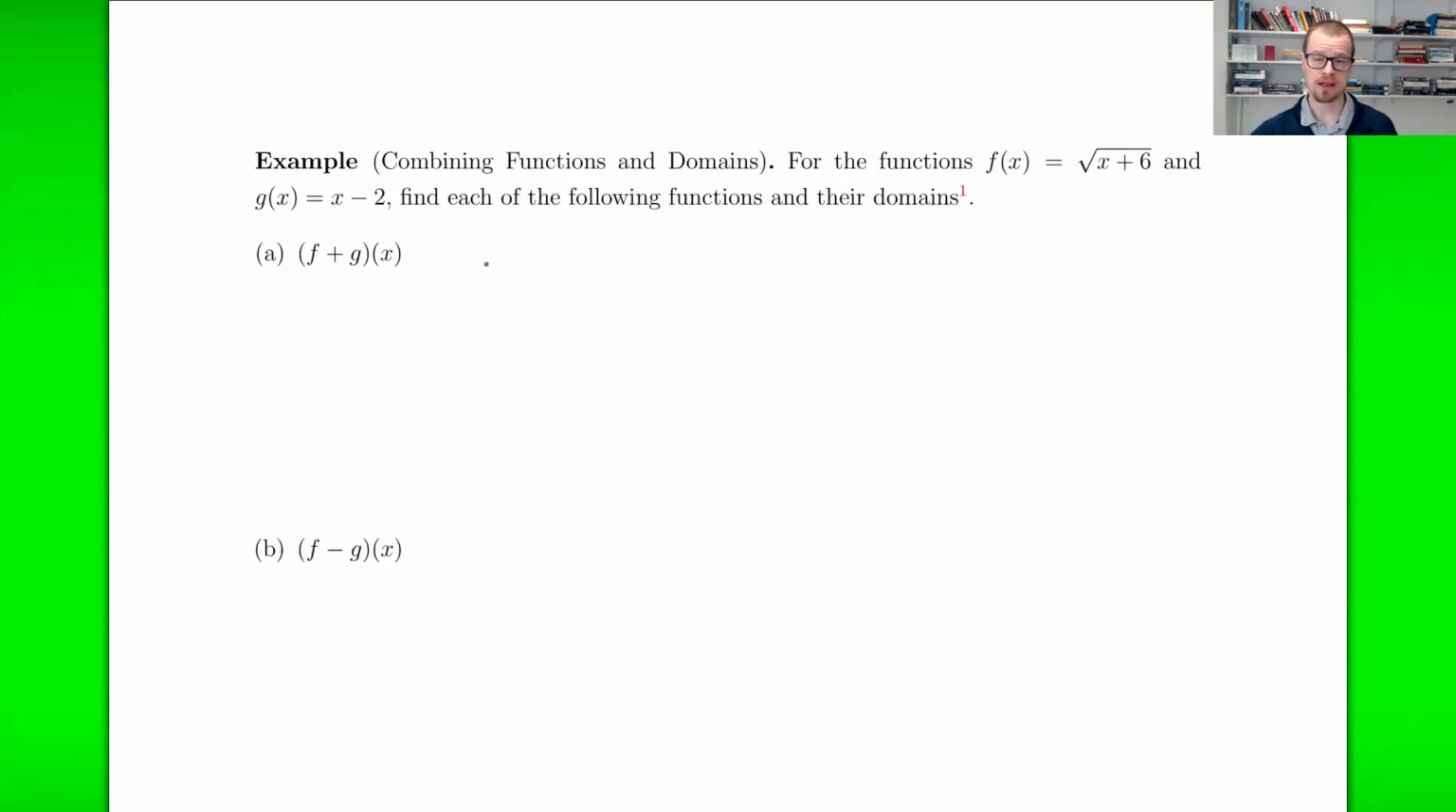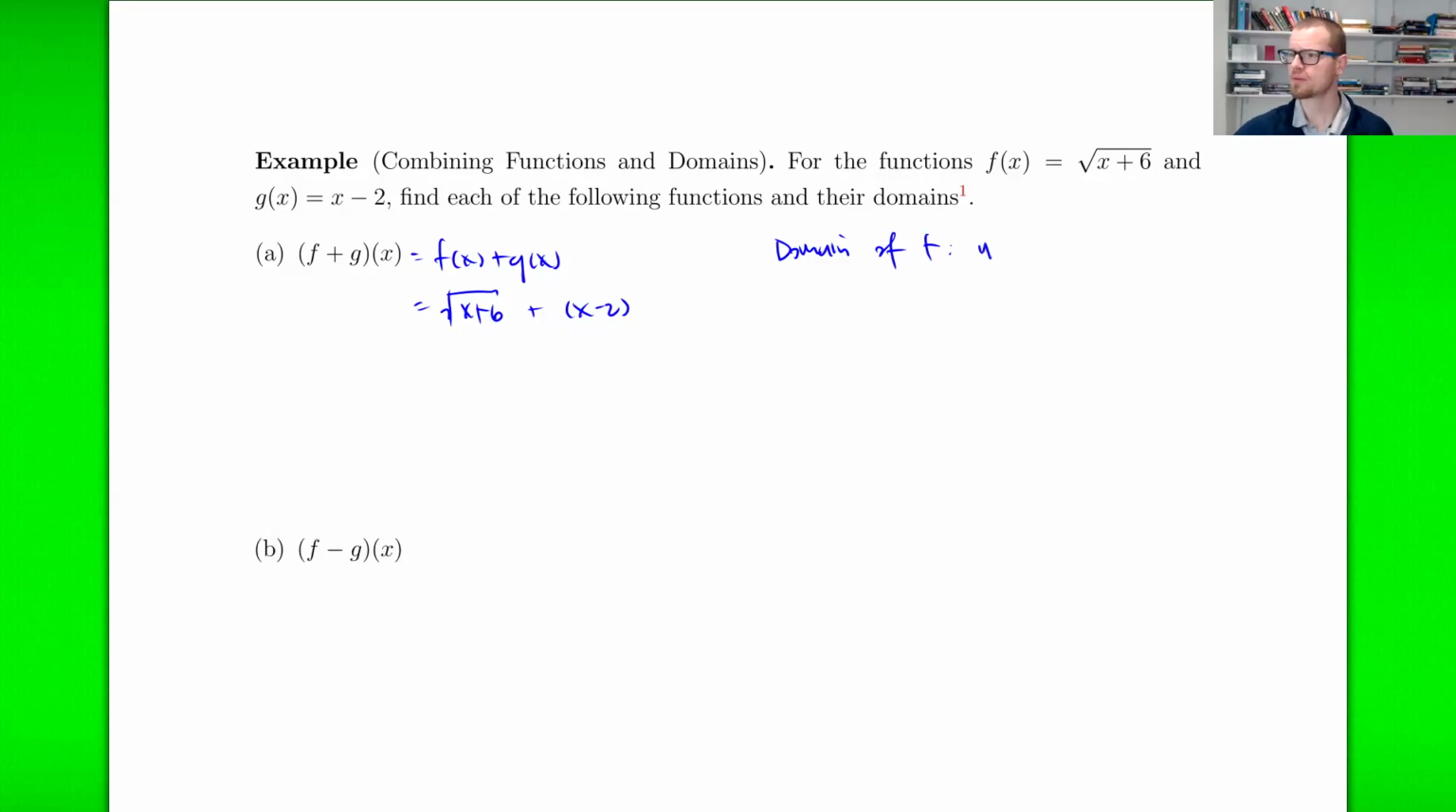Very conveniently, the domain is almost exactly the same in each case. For f plus g of x, we know this is f of x plus g of x. F of x is the square root of x plus 6, and g of x is x minus 2. So we can leave it just like that. The parentheses are fine. This looks good. To find the domain of this, we need to first find the domain of f and the domain of g.